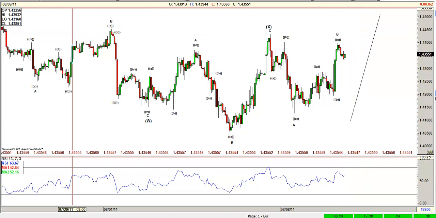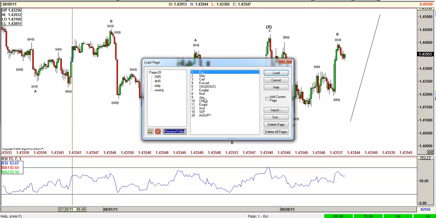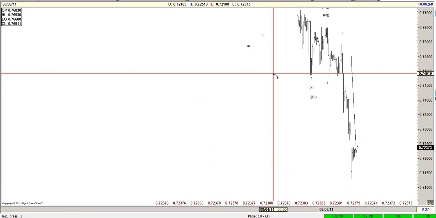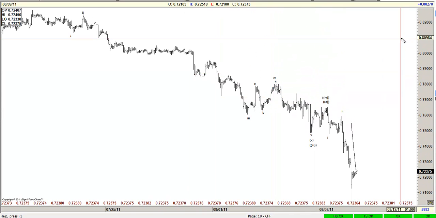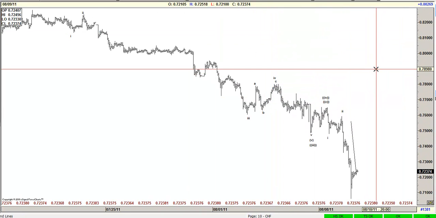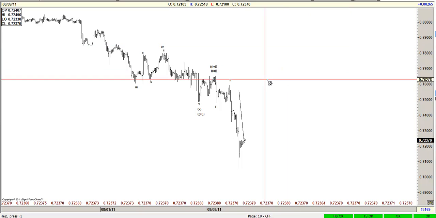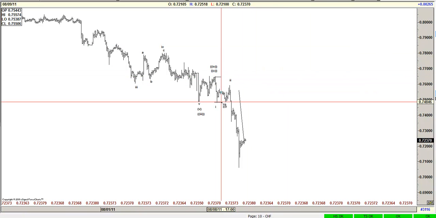Now let me mention 2 trades that I like for tonight. I like the Aussie yen to the short side. I like the dollar Swiss to the short side. I like Aussie to the short side, and I like CAD to the long side. About the euro, I will stay right there. Now this is the dollar Swiss. Look, I like it here.